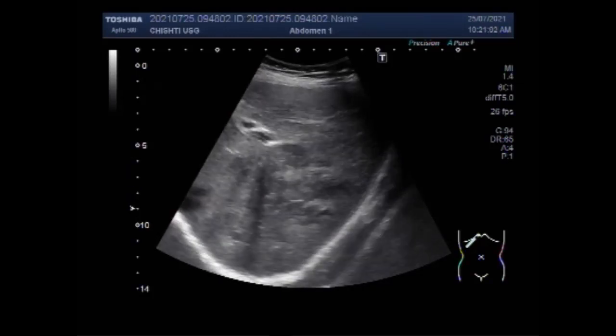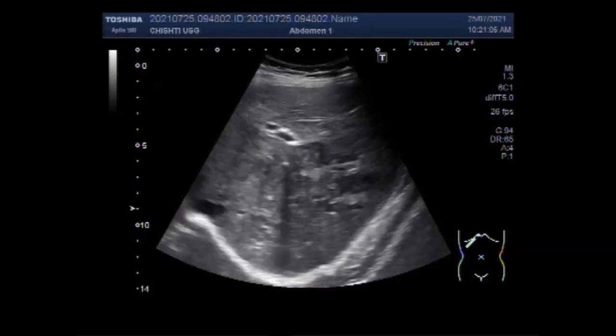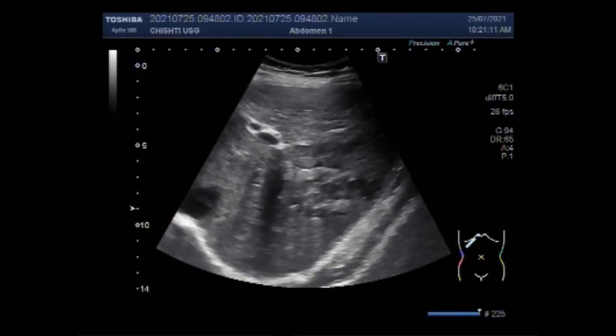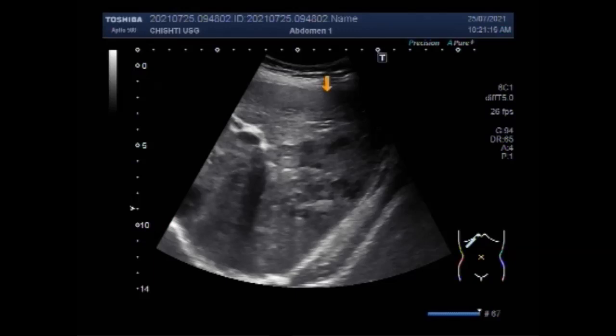Now you can see a mass in the lower portion of the right lobe of the liver. The mass is semi-solid to solid in consistency but is slightly rectangular in shape. This is the mass in the right lobe of the liver.